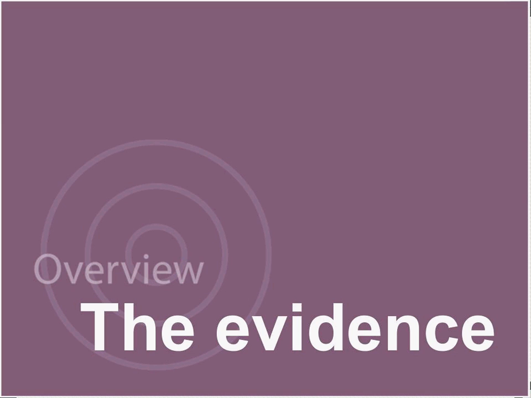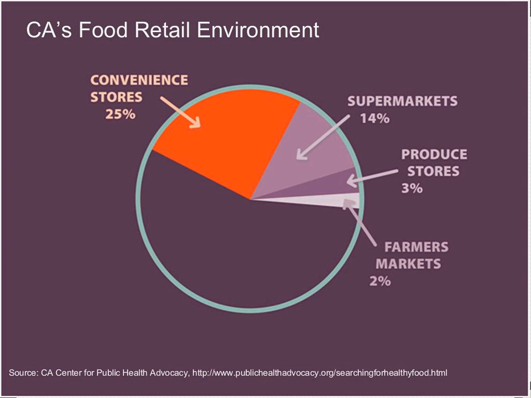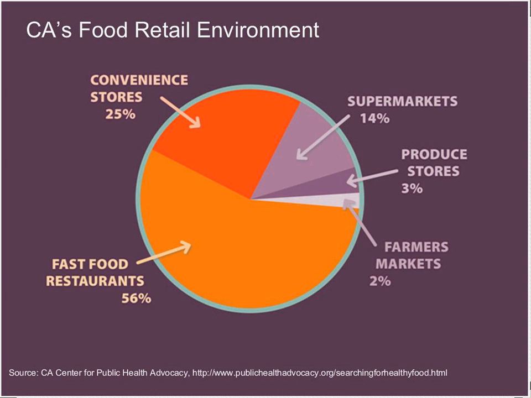So the first thing that I wanted to talk about, again, is the evidence. What research says about how our community design impacts our health. That I'm showing now came from a study looking at the food retail environment in California. So looking at what kinds of stores were in people's communities. And this is state data. You can see that 14% of stores were supermarkets, 2% farmers markets, 3% food stores. 25% of stores were convenience stores, and 6% were fast food restaurants.